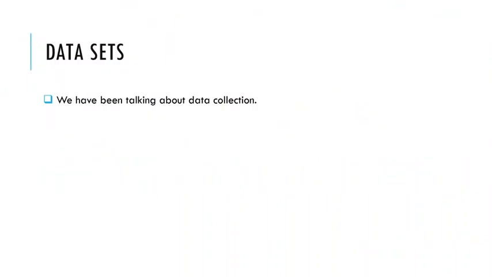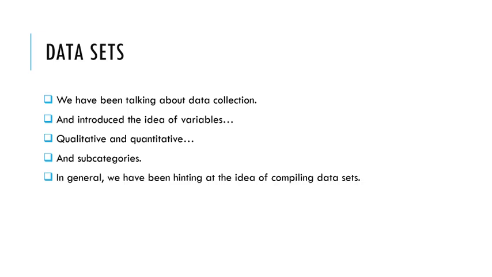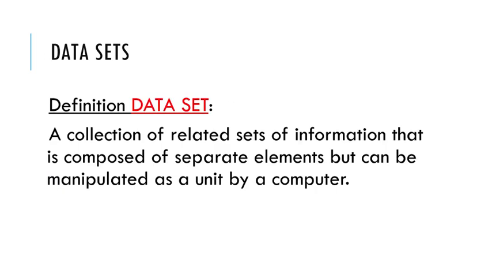Now we've been talking about the process of data collection in earlier lectures, and at this point we've introduced this idea of variables. We've talked about qualitative variables and quantitative variables. We've talked about subcategories and how to code things that are qualitative. So in general, we've been hinting at the idea of compiling data sets because after all, that's what variables are used for. They're parts of data sets, and we use that for our data analysis.